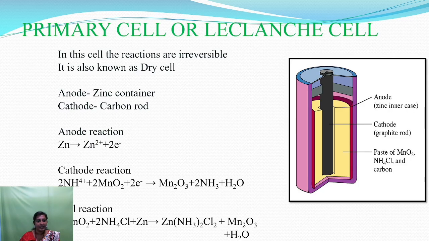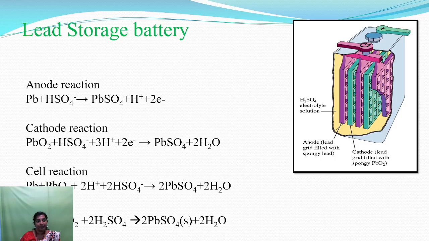The anode is a zinc container, the cathode is a carbon rod. The anode reaction is an oxidation reaction, that is the liberation of electrons: Zn gives Zn2+ plus 2 electrons. Now the cathode reaction is acceptance of electrons: 2NH4+ plus 2MnO2 plus 2 electrons gives Mn2O3 plus 2NH3 plus H2O. The overall cell reaction is 2MnO2 plus 2NH4Cl plus Zn gives Zn(NH3)2Cl2 plus Mn2O3 plus H2O.